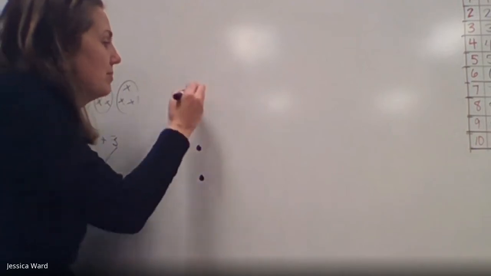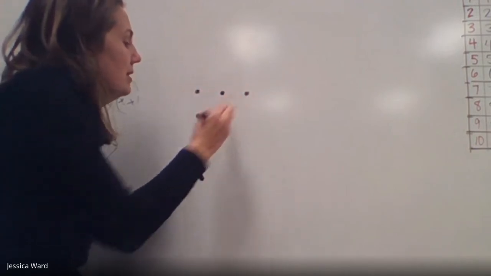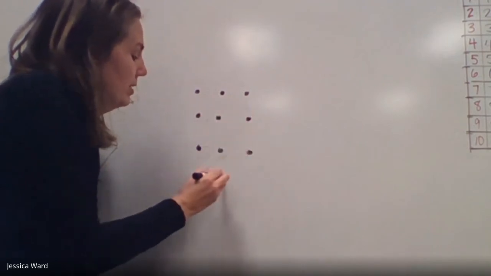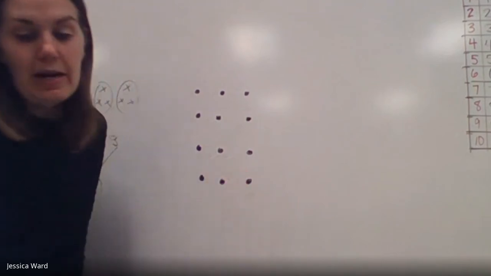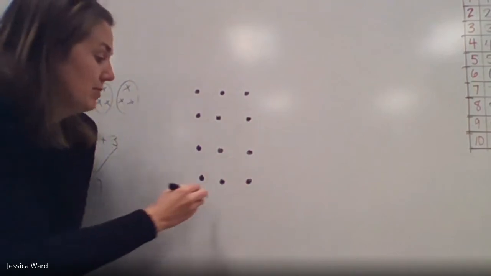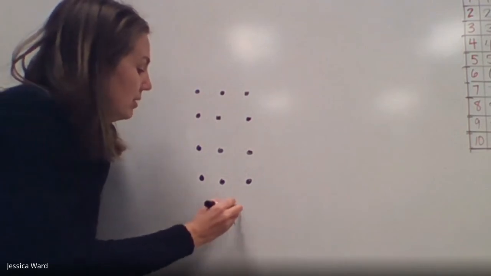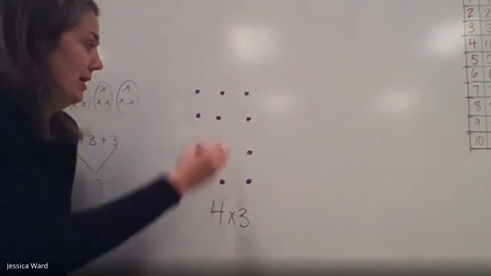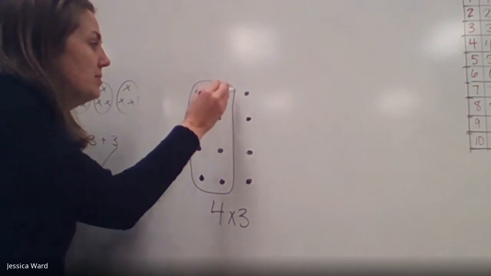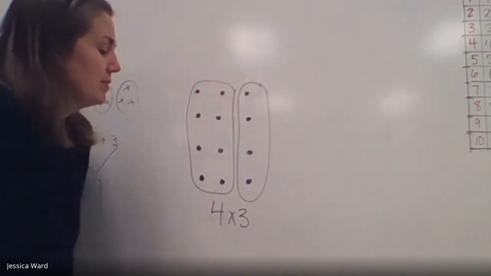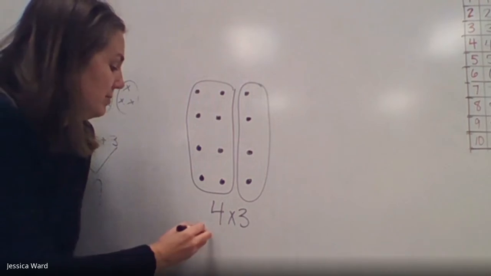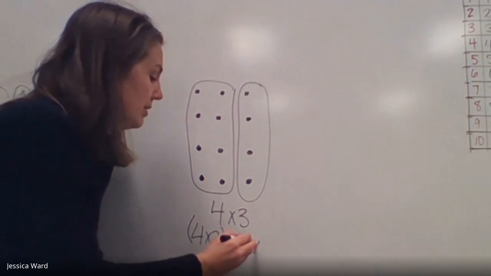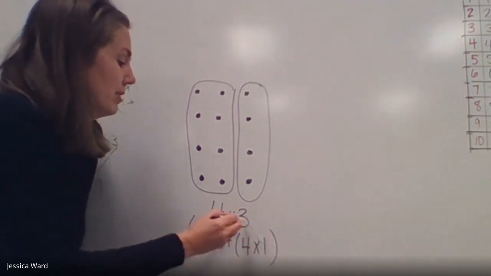So I have my 4 rows. I'm going to put 1, 2, 3 in it. 1, 2, 3. 1, 2, 3. 1, 2, 3. And so now instead of thinking that I have 3 times 4, I have 4 times 3. I have 4, 3 times. I could also think about that as 4 times 2 and 4 times 1. 4 times 2 plus 4 times 1, because 2 and 1 make 3.